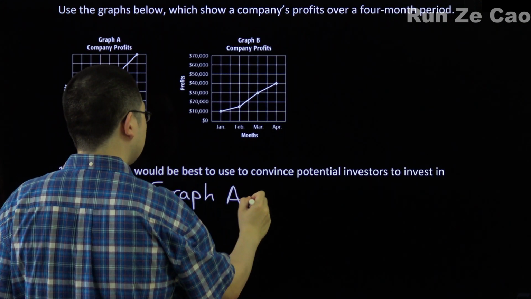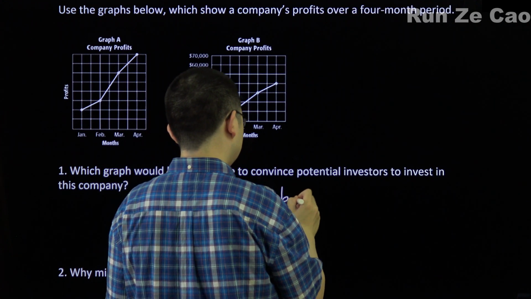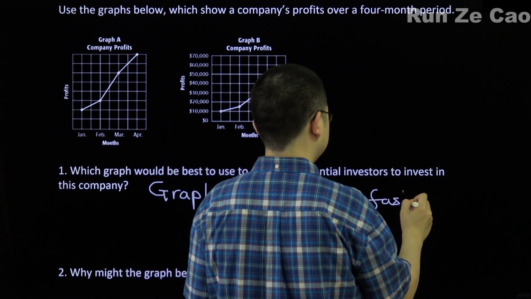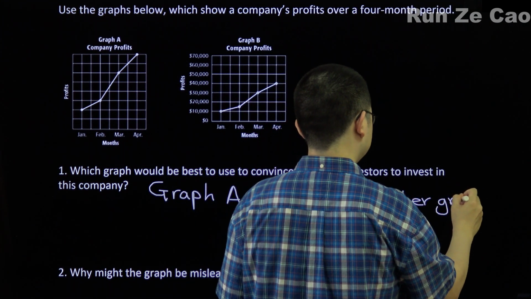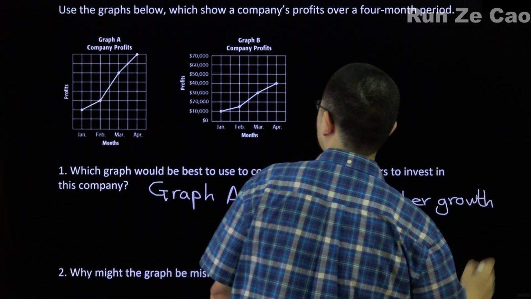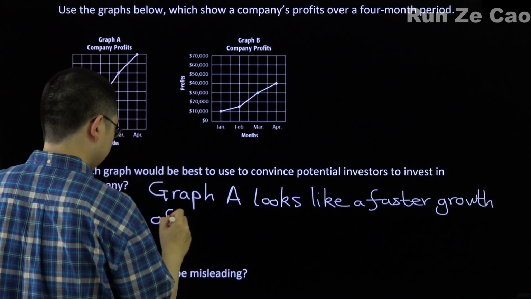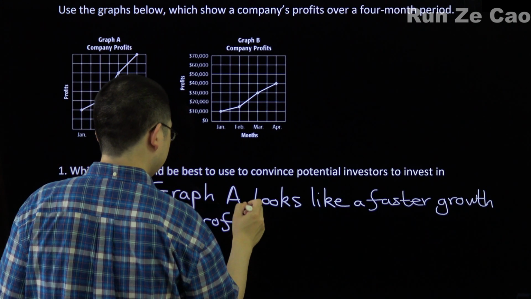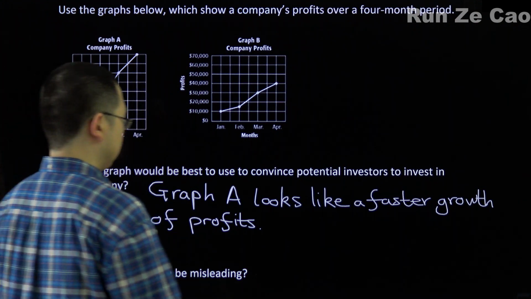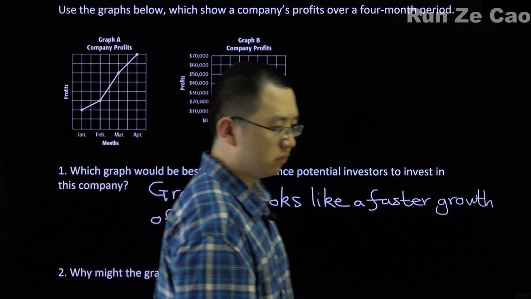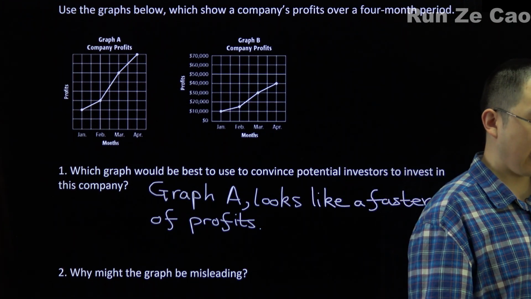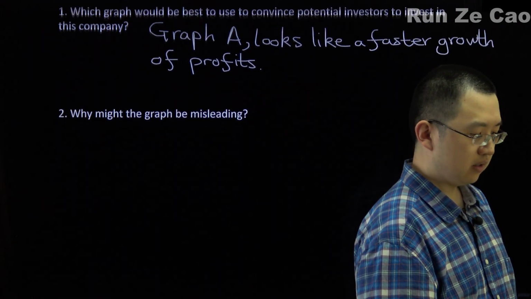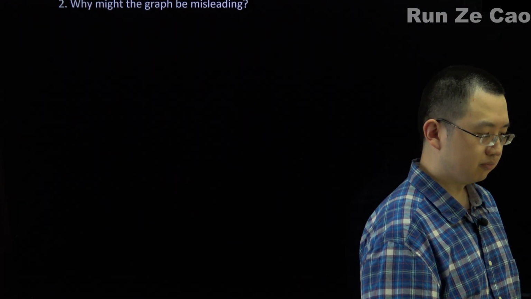Graph A looks like a faster growth of profits. We put a comma there to make it clear that the answer that we're giving is graph A. Reason, looks like a faster growth of profits. Of course, that's not grammatically that great, but, well, can't be helped.